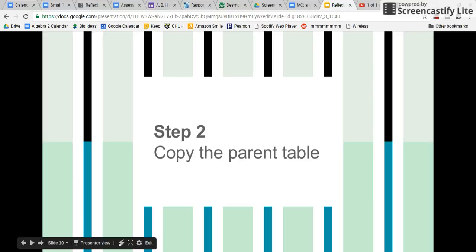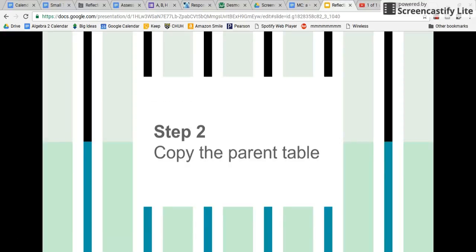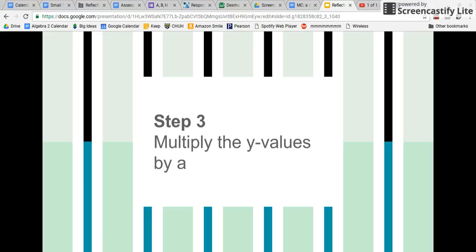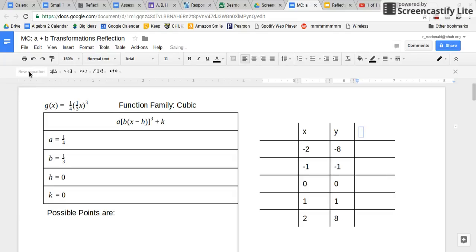So the next step is to copy the parent table, which I've actually already done. So here's the parent table for the cubic. Once we have that, what we're going to do is multiply the y values by a. So I'm going to take all my y values and multiply them times a, and my a is 1/4.